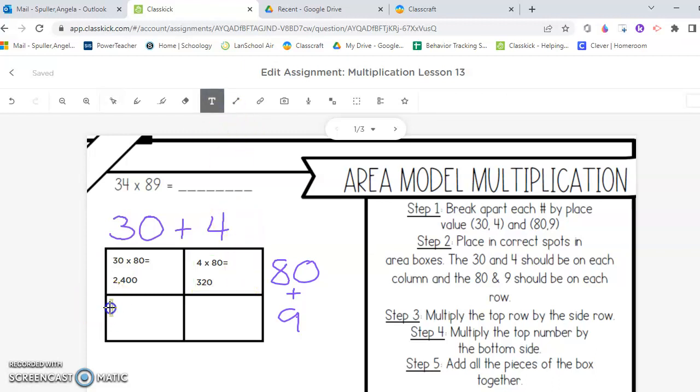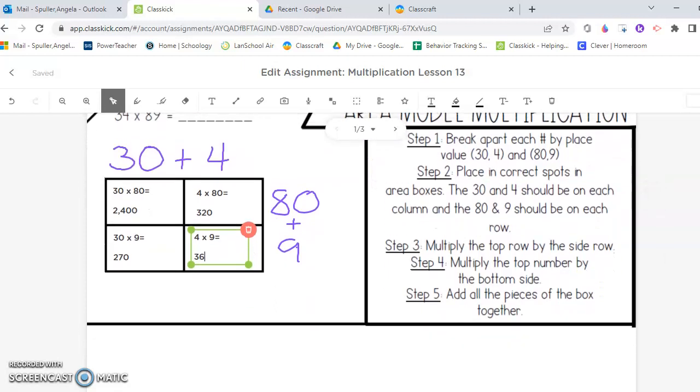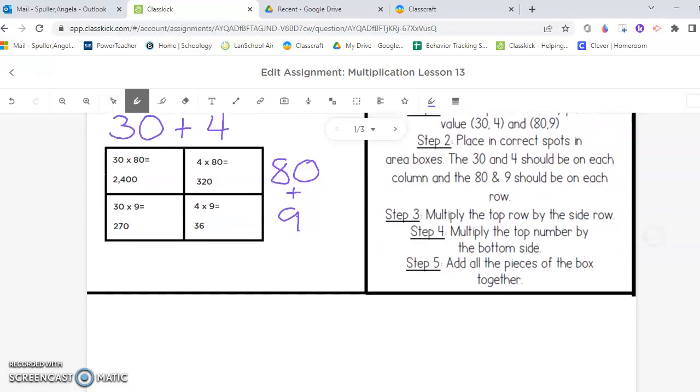All right, moving down this way. We have 30 times 9 equals, well, 3 times 9 is 27, add that 1 zero. Okay, and in this last box, we have 4 times 9 equals 36. Now, remember, like we did with partial products, area models are exactly the same thing. We're going to take our partial products, which are parts of our answer, and add them up to get our total answer.